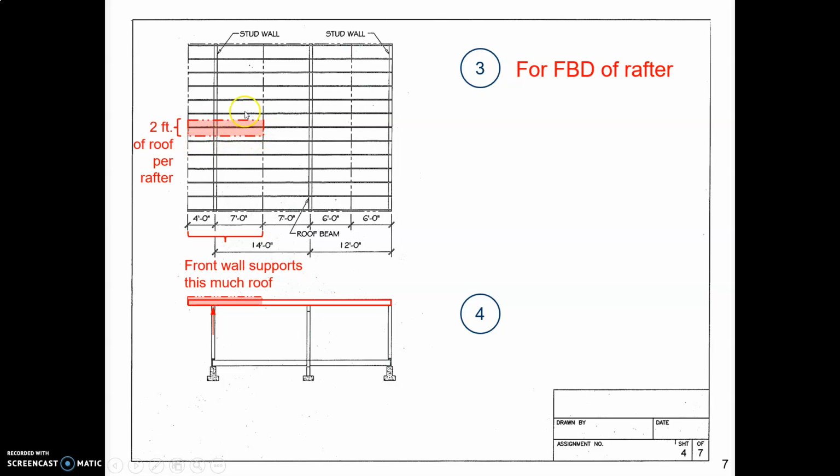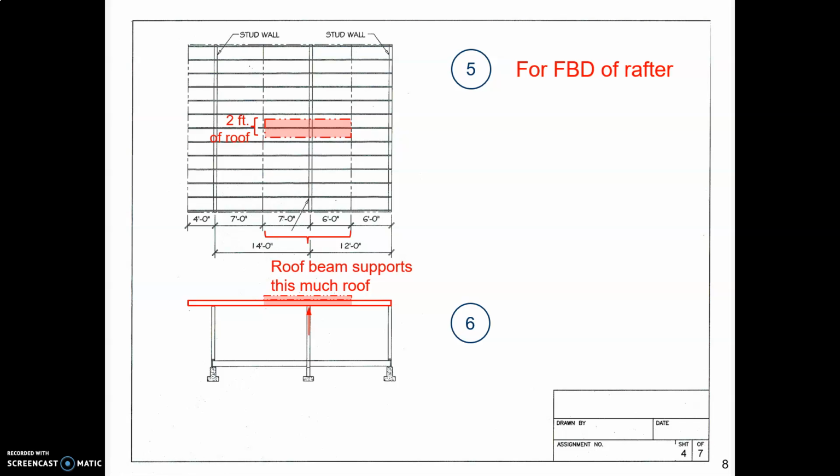So how many square feet do we have there? We have a rectangle that's 2 feet by 11 feet. We must have 22 square feet of roof. And if we have 22 square feet of roof and every 1 square foot is 33 pounds per square foot, you could say 33 pounds per square foot times 22 square feet. You could figure out how many pounds are sitting on that front wall.